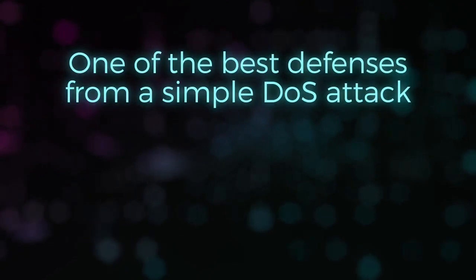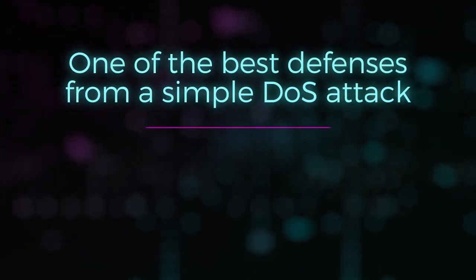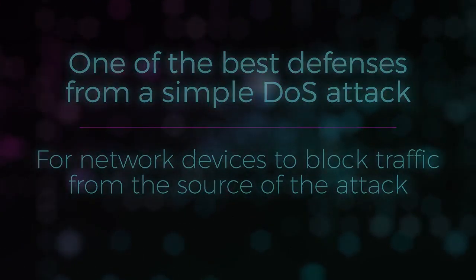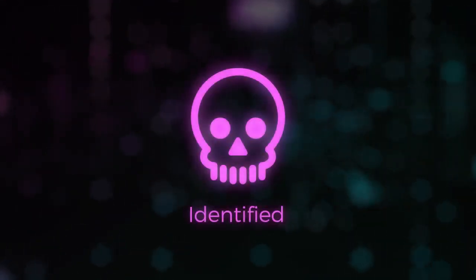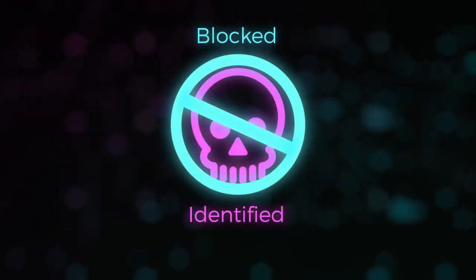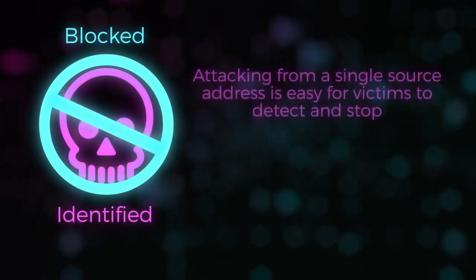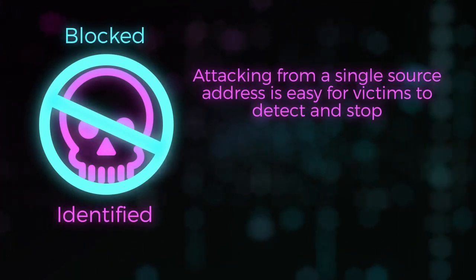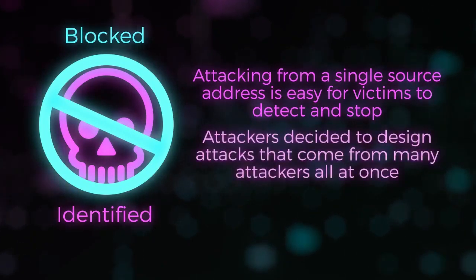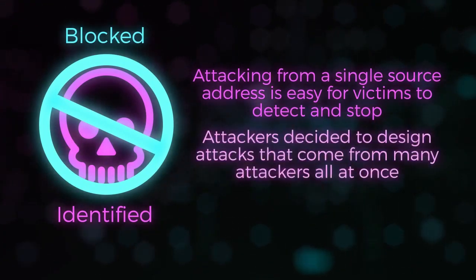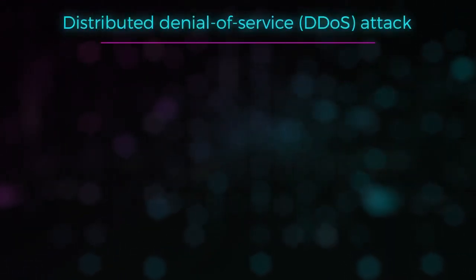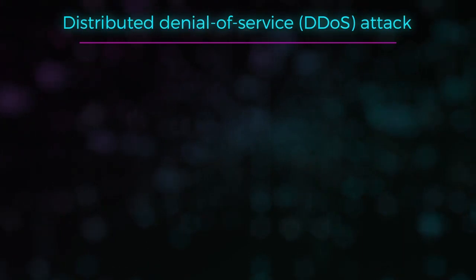One of the best defenses from a simple denial of service attack is for network devices to block traffic from the source of the attack. Once an attack is identified, blocking the offender is easy. Attackers learned early on that attacking from a single source address is easy for victims to detect and stop. So the attackers decided to design attacks that come from many attackers all at once. These attacks are called distributed denial of service or DDoS attacks.